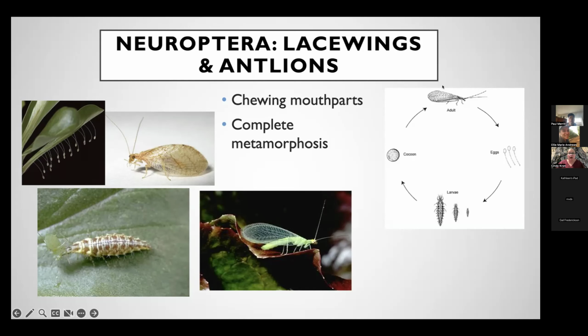And the larvae do not look like the adult. Again, complete metamorphosis. So here we have our green lacewings. Our green lacewings are nectar and pollen feeders. They are not predators, but their larvae are predators. And brown lacewings, both the adults and the immatures are predators. So both of them help with pest control.